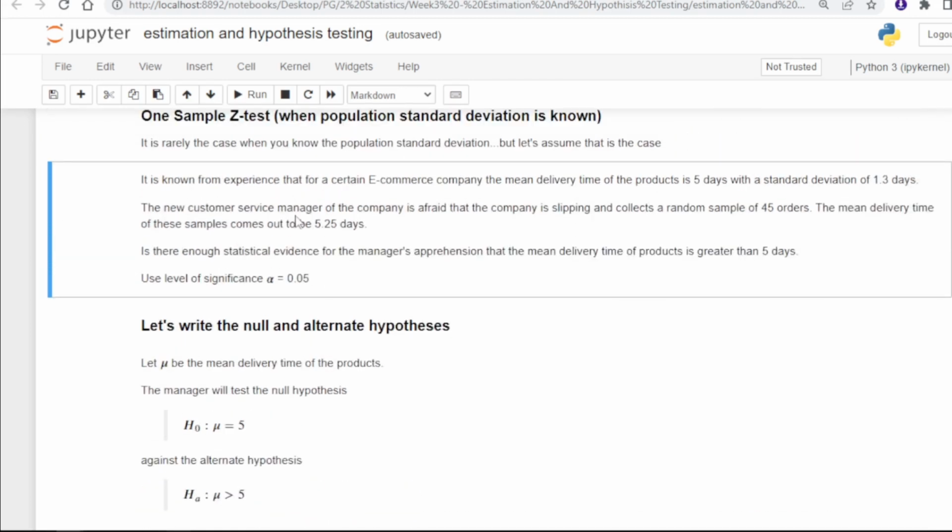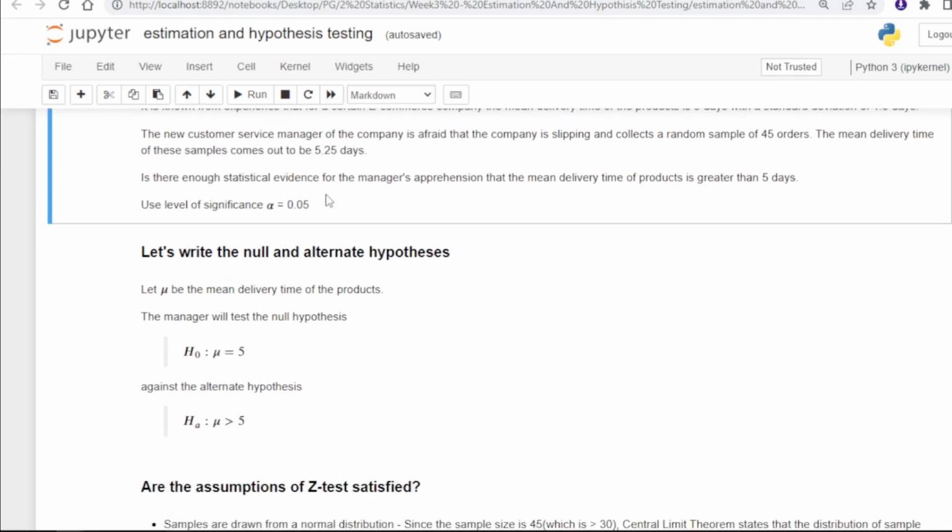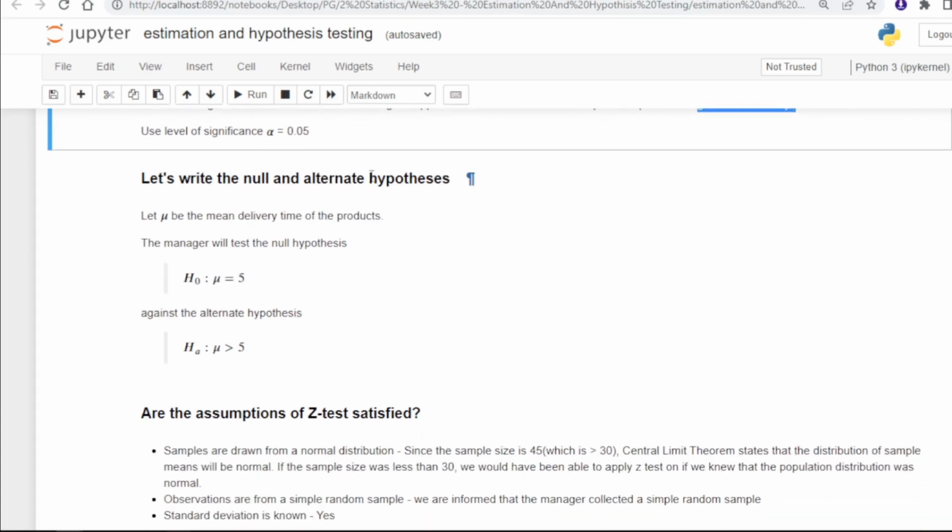It is known from experience that for a certain e-commerce company, the mean delivery time of the product is 5 days, with a standard deviation of 1.3 days. The new customer service manager of the company is afraid that the company is slipping and collects a random sample of 45 orders. The mean delivery time of this sample comes out to be 5.25 days. Is there enough statistical evidence for the manager's apprehension that the mean delivery time of the product is greater than 5 days? Use a level of significance of 0.05.